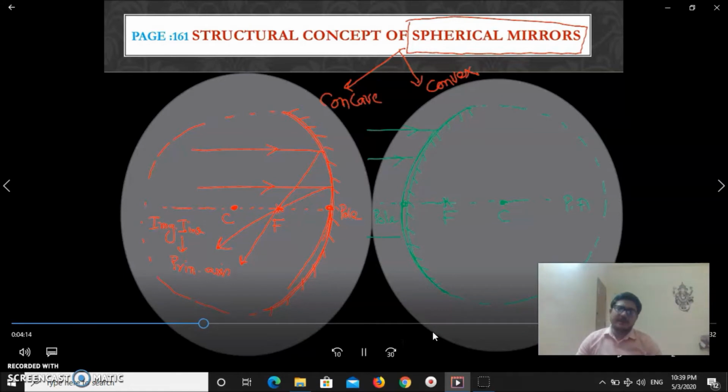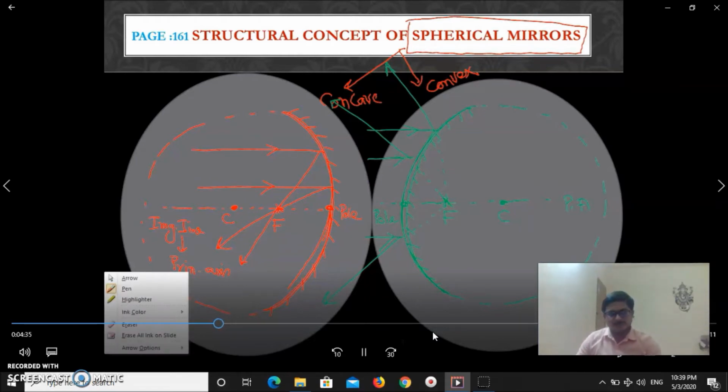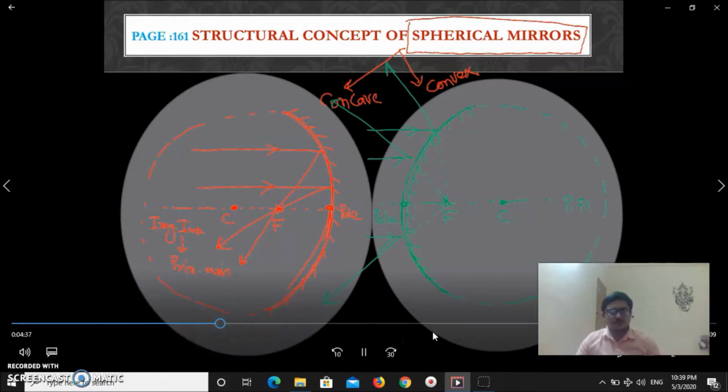Focus. If parallel rays are there, they will reflect from the convex mirror in such a way that it will appear to us that the rays are coming from the point F. Clear? That is the beauty of the point focus F. So I think you understood. If any doubt is there, you can drop the question.